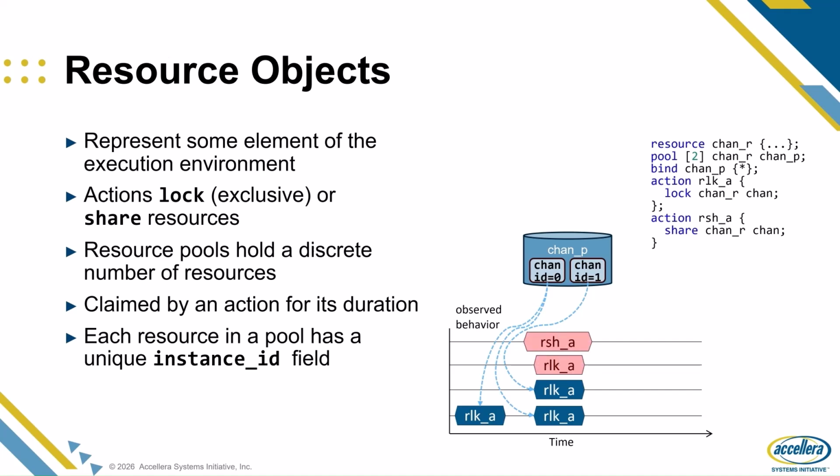Once all the resources in a pool are locked, no other actions that require a resource from the same pool can be traversed until at least one of the locking actions completes, even if one of the overlapping actions only wants to share the resource. But if any resources are not locked, then any number of sharing actions can be traversed in parallel. If there's only one resource available, then all actions will share the same resource instance.